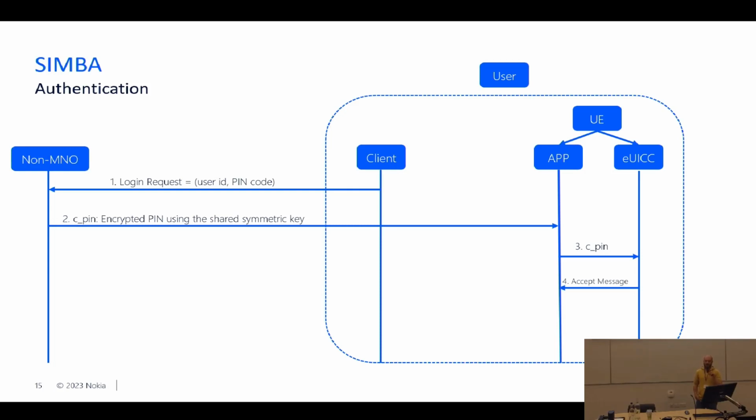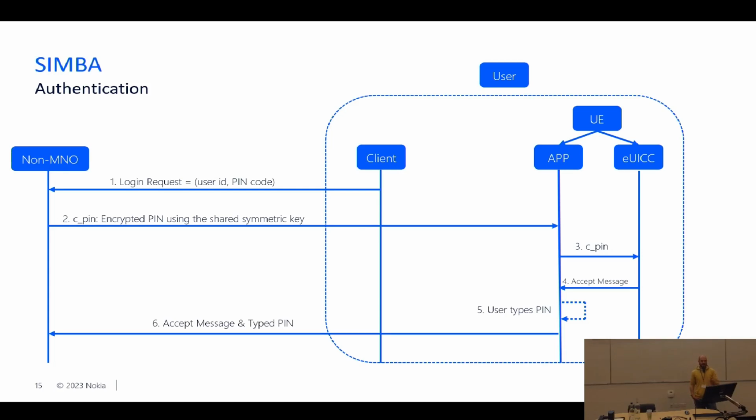And at this point, a pop-up appears on the mobile device that requires the user to type the PIN that was generated in the first step. As a next step, the accept message and the typed PIN will be sent to the non-MNO entity, and if everything is correct, the non-MNO will approve the login request to the client.